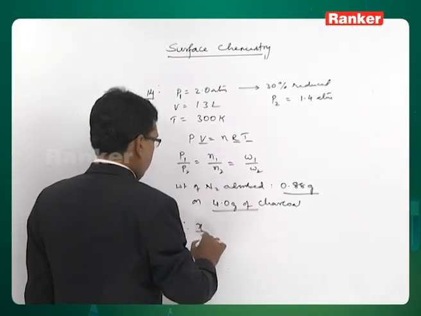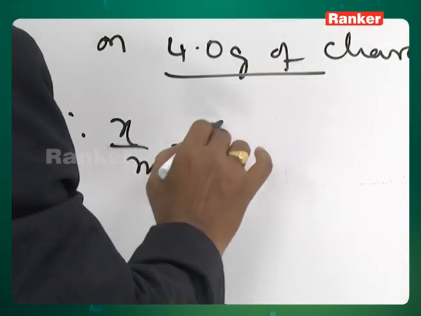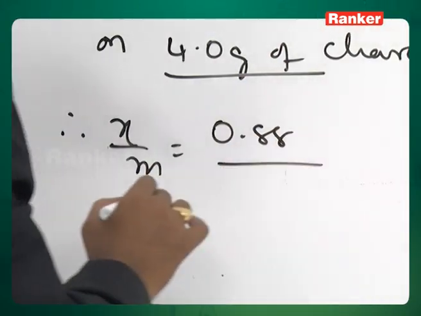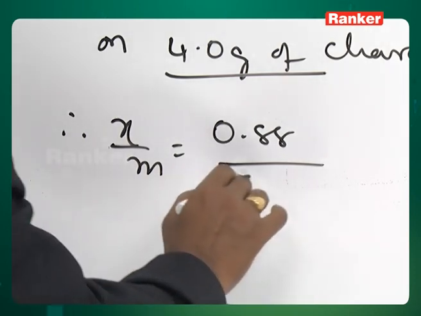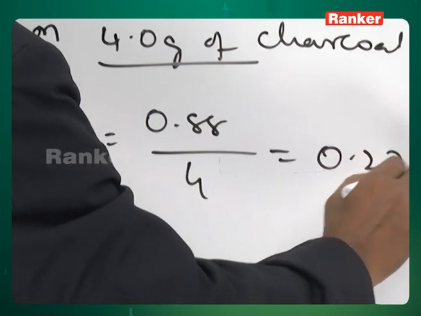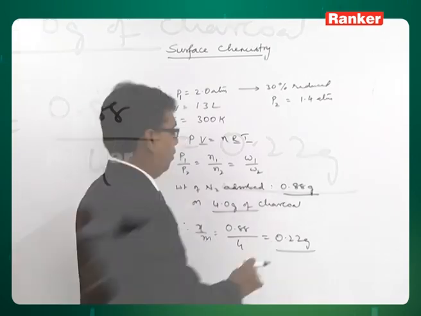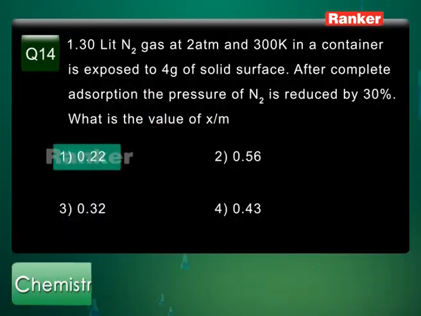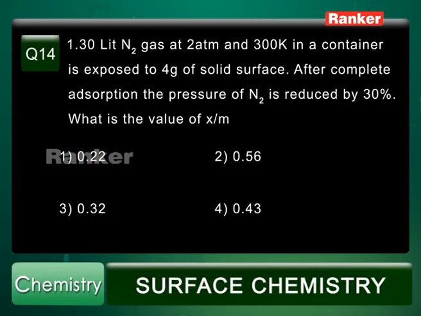Therefore, x by m, that is the weight of the gas adsorbed, 0.88, by the weight of adsorbent, that is 4, is equal to 0.22 grams. So, this is the value of x by m. So, the correct answer is option 1. Option 1 is the correct answer.